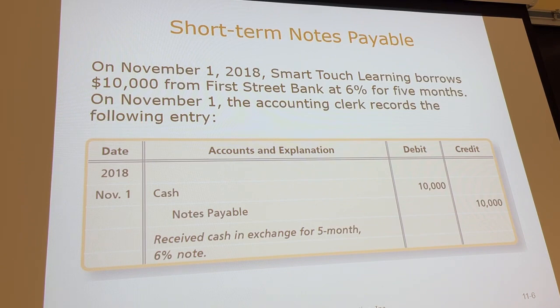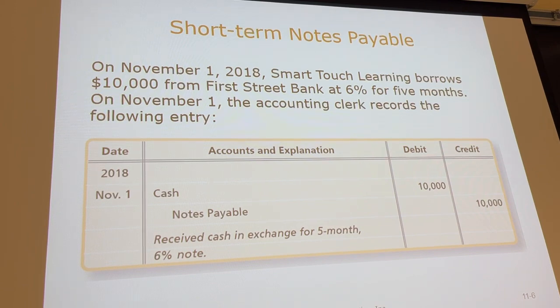Okay, next short-term notes payable. It says on November 1st, 2018, Smart Touch Learning borrows $10,000 from First Street Bank at 6% for 5 months. On November 1st, the accounting clerk records the following entry. Cash is debited, $10,000. Notes payable is credited, $10,000. So we're putting notes payable on our balance sheet as a liability.